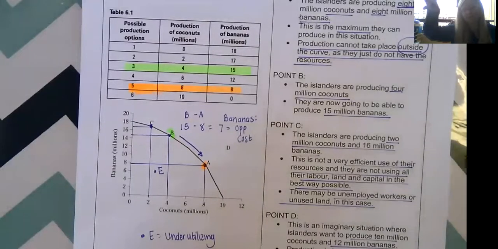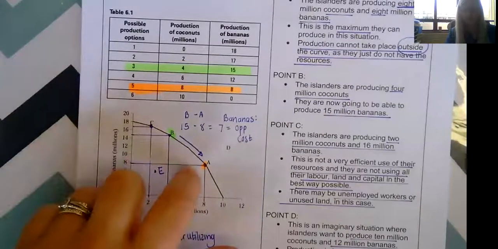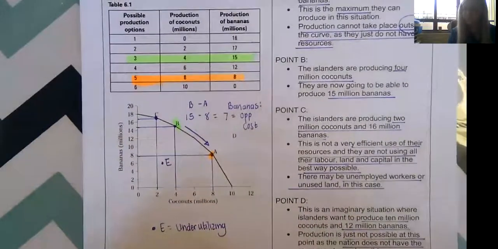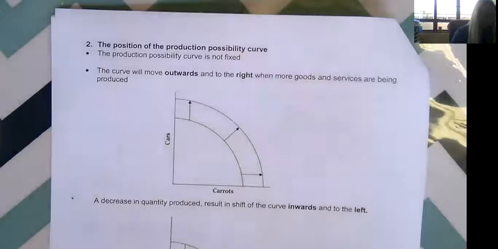Point D is outside the curve, you can't produce outside the curve. If you move from point B to point A, that is called opportunity cost and scarcity. Okay, this is very important. You have to know this. So now let's move on to the next page, the production possibility curve.